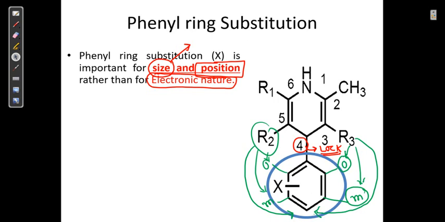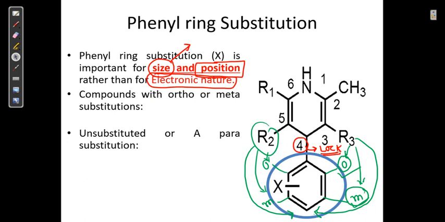I showed you in atropisomerism. So I can say that compounds with ortho and meta substitutions can block the 1,4-dihydropyridine ring and the phenyl ring. So they are the best for optimal activity. Or we can say we do not make any substitution here, or we cannot give the para positions, or we give the para positions.